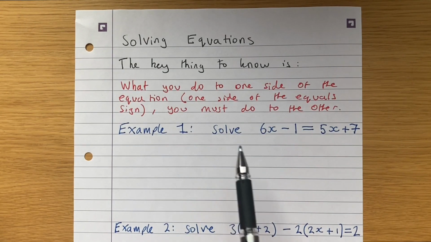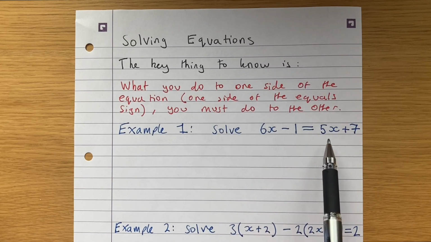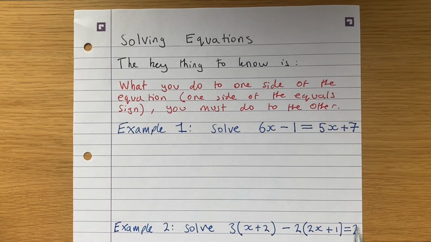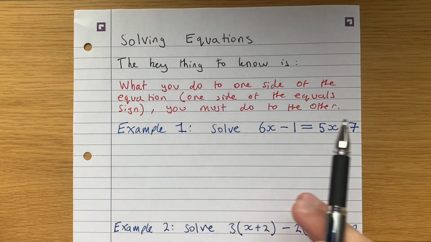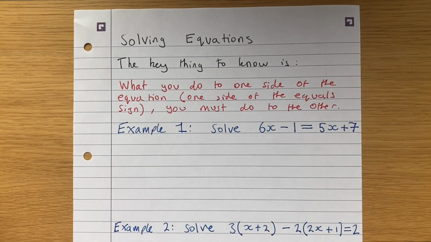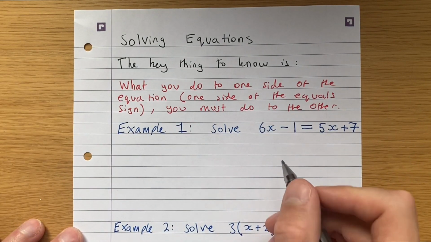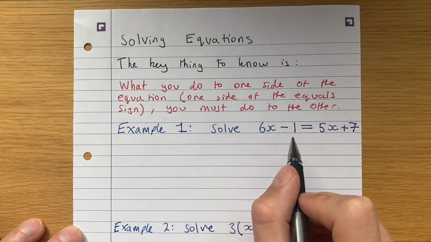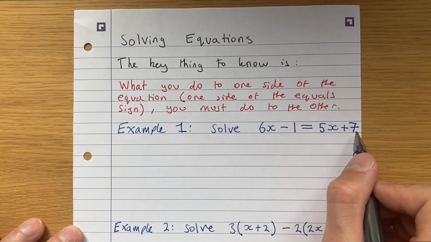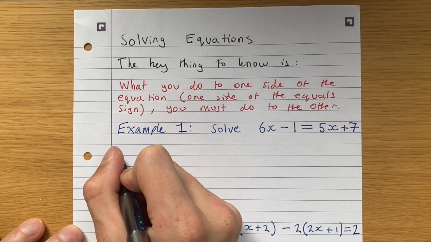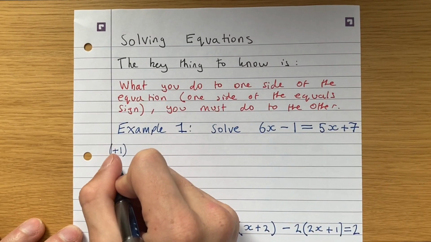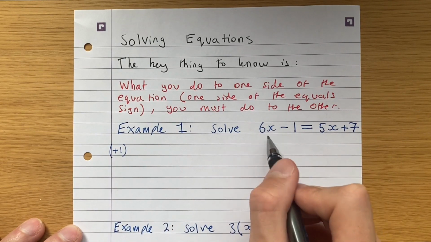So if we're asked to solve for x here, 6x minus 1 equals 5x plus 7. What we want to do is manipulate this equation so that we end up with x equals something. So we want to collect all the x's on one side and all the numbers on the other side. So what we can do is add 1 to both sides of the equation. If I do a little plus 1 in brackets, we're adding 1 to this side of the equation.